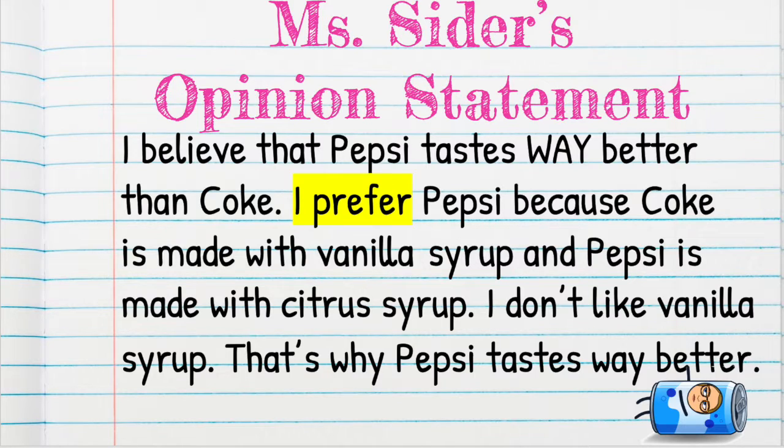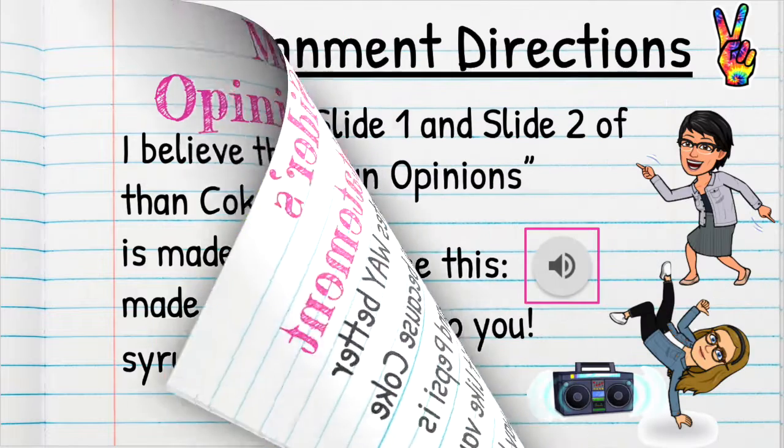So this is my opinion statement from yesterday, but this time I added a reason using one of my sentence starters. I believe that Pepsi tastes way better than Coke. I prefer Pepsi because Coke is made with vanilla syrup and Pepsi is made with citrus syrup. I don't like vanilla syrup. That's why Pepsi tastes way better.